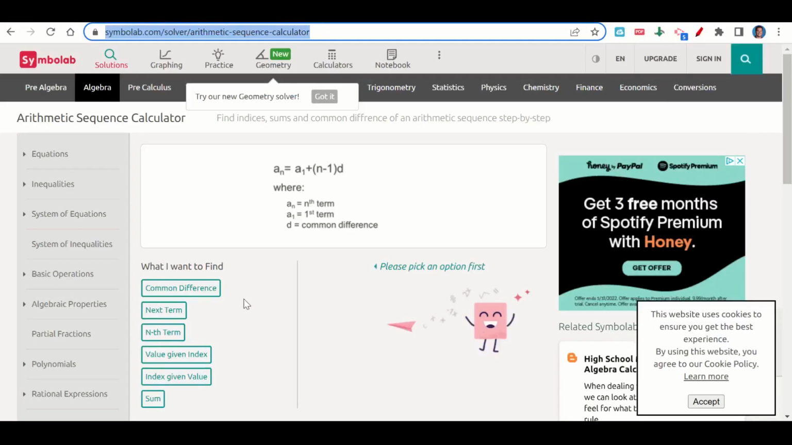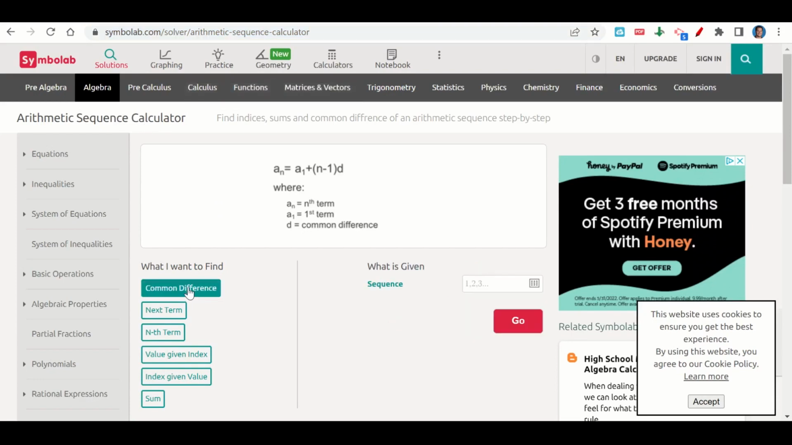Let's take a look now at how we can find a common difference from an arithmetic sequence. So we went to Symbolab and went to their arithmetic sequence calculator. And we're going to go here to where it says common difference. And it asks, what's the sequence? So we're going to put in the first 2 or 3 terms. So if it's given as an equation, that's okay. We'll just figure out what the first couple terms are. So let's say it's 3, 7, and 11. So that's our sequence. And we can go ahead and click go.